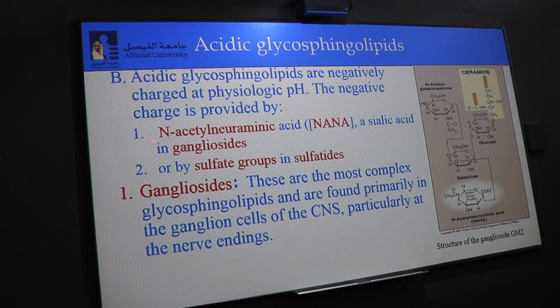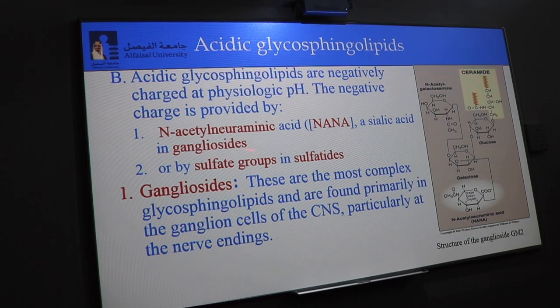In the first one, which is the ganglioside, we have a ceramide, but we have an oligosaccharide. You see here? This is an oligosaccharide attached to the ceramide by an O-glycosidic bond. But in the oligosaccharide, we have an important component which gives the negative charge to the structure. It is N-acetylneuraminic acid, also called sialic acid, because of the presence of the carboxylate group here.